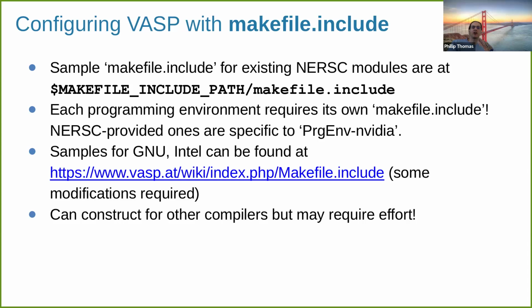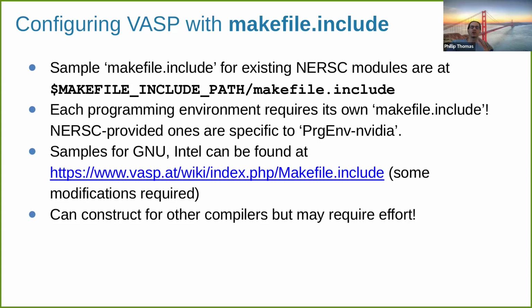The makefile.includes on Perlmutter included in the VASP modules are specific to the NVIDIA programming environment. If you would like to build with either Intel or GNU or some other programming environment, then you need a different makefile.include that's specific to that environment. If you want to find samples for a different compiler, you can start by looking at the VASP wiki. There's a page on makefile.include that you can use to get examples, and then you can copy examples from that folder and modify those, which usually requires a little bit of modification before they'll work on Perlmutter.